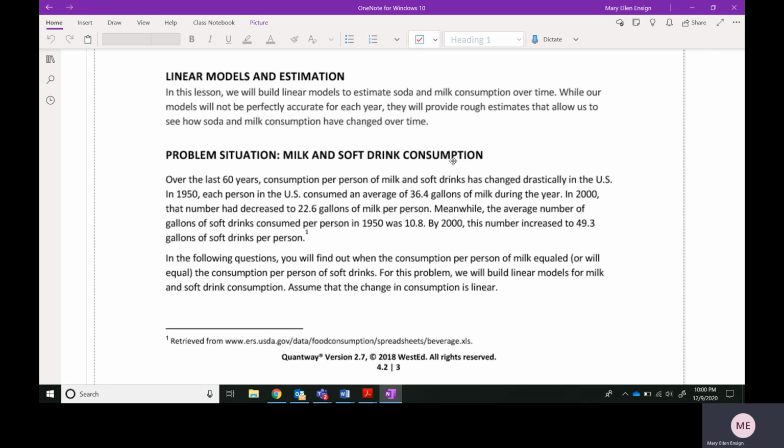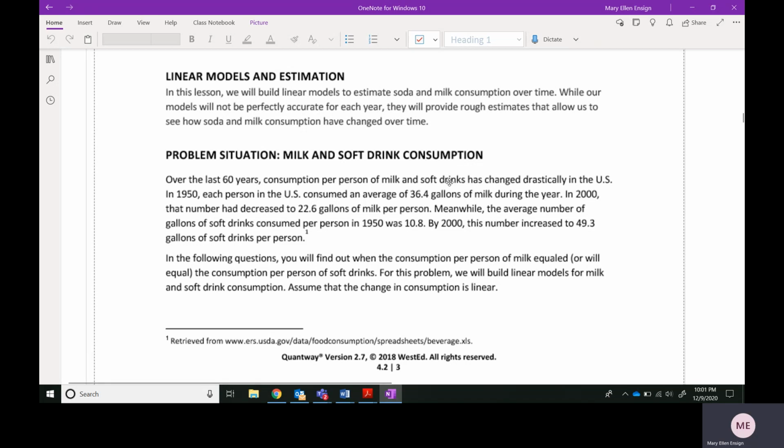In 1950, each person in the US consumed an average of 36.4 gallons of milk during the year. In 2000, that number had decreased to 22.6 gallons of milk per person. Meanwhile, the average number of gallons of soft drinks consumed per person in 1950 was 10.8. By 2000, this number increased to 49.3 gallons of soft drinks per person.